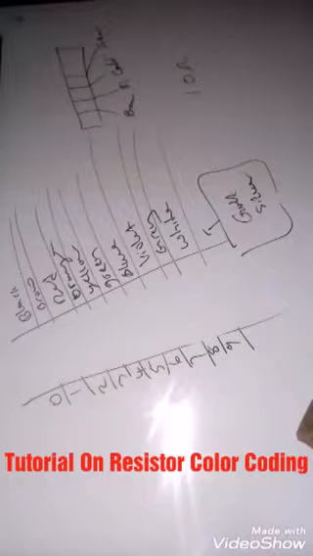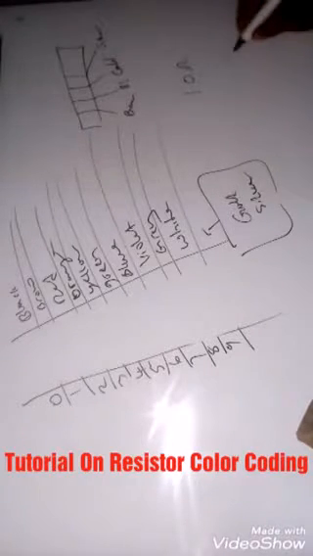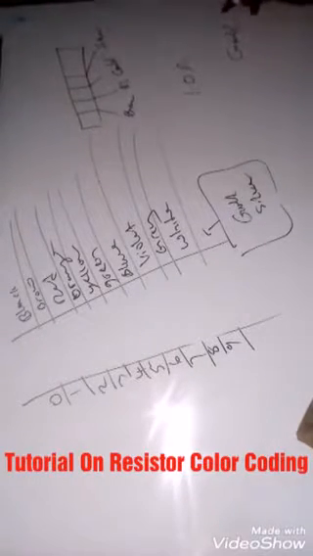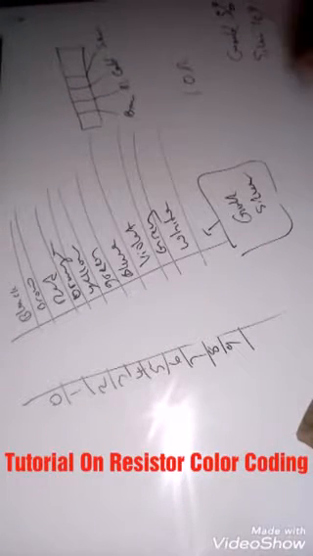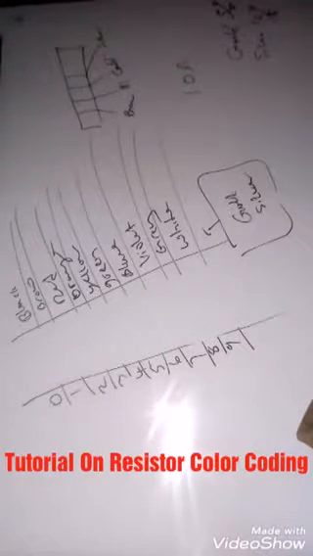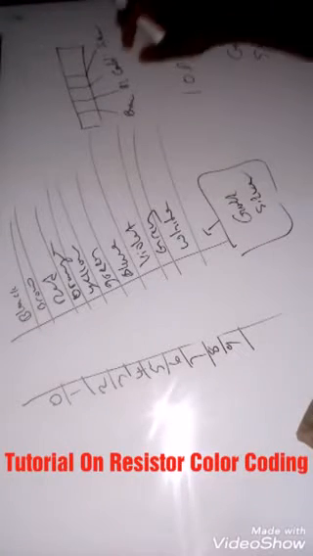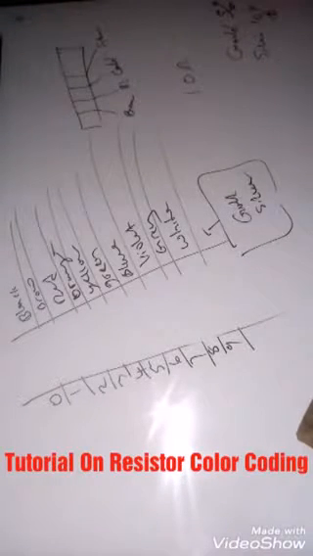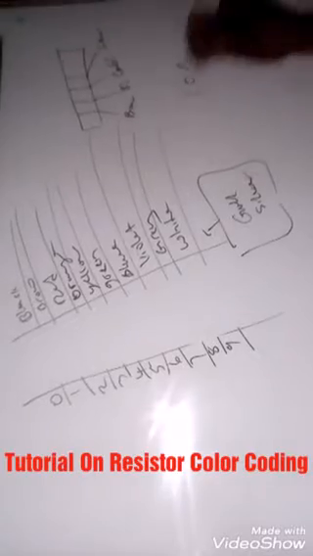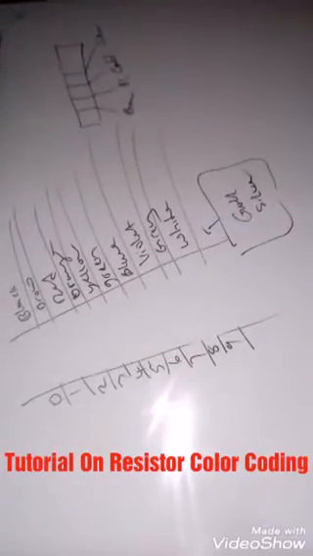Please, I need to tell you about the fact that gold is considered as 5% tolerance in a resistor, while silver is considered as 10% tolerance. Okay, so if we have this here, we still need to follow the law saying put down the first two colors the way they are.